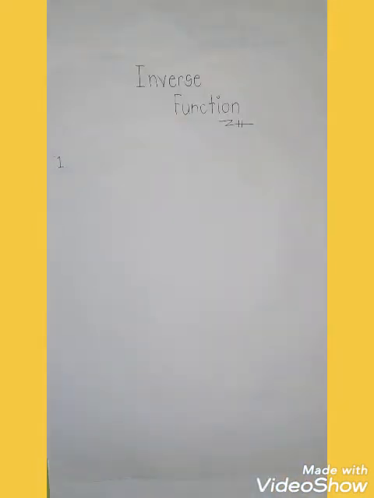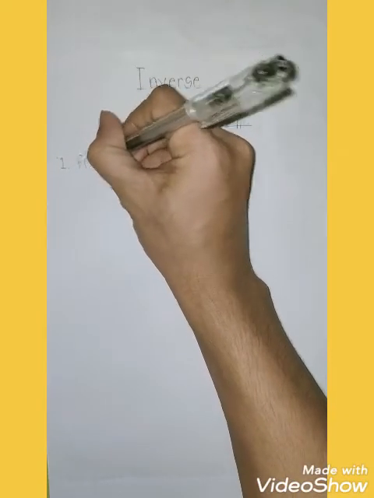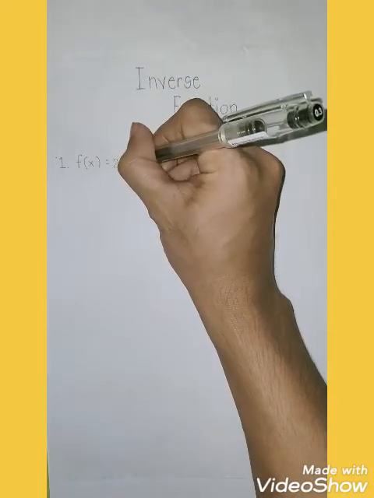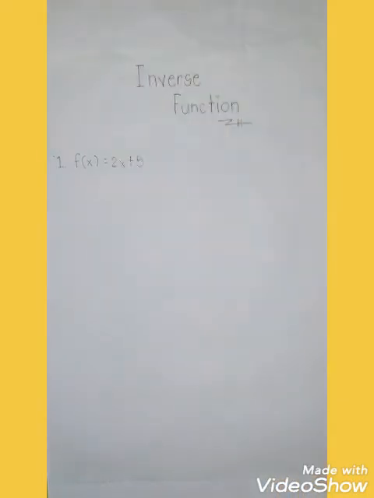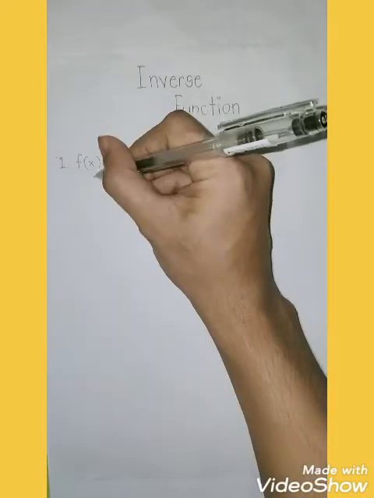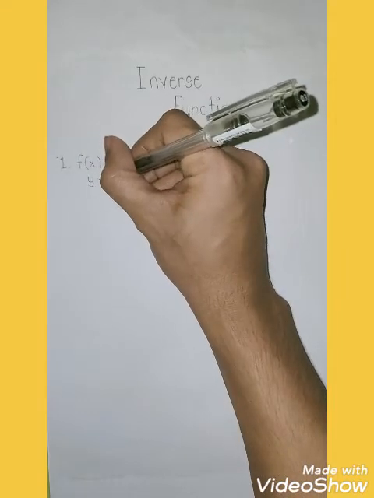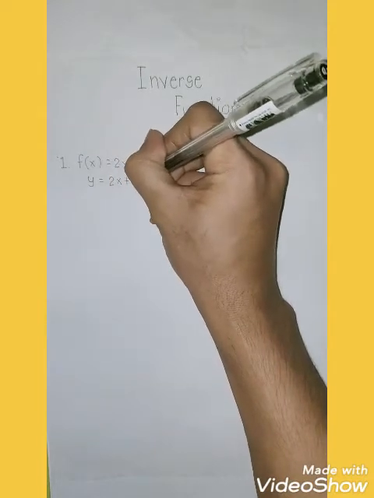Given example number 1, we have f of x equals 2x plus 5. So what is the inverse of the given function? So gagawin lang natin, first, we have to change f of x into y. Since f of x is equal to y, we'll make it y equals 2x plus 5.